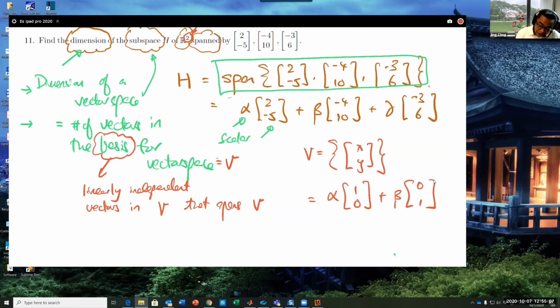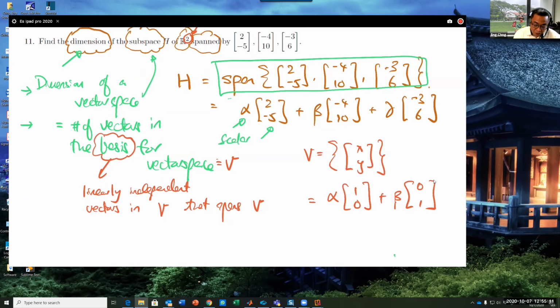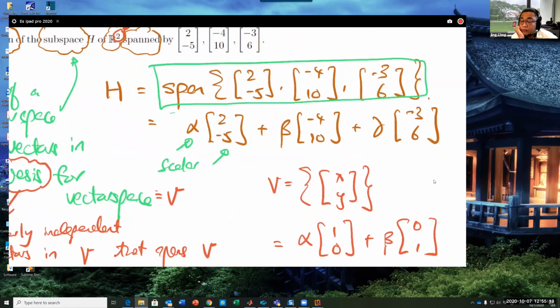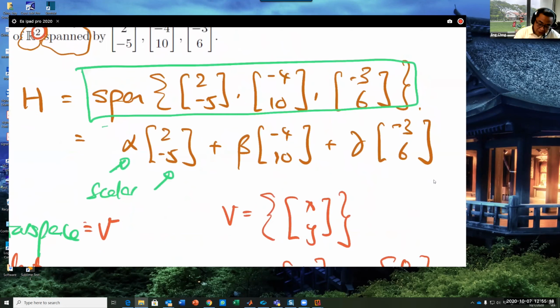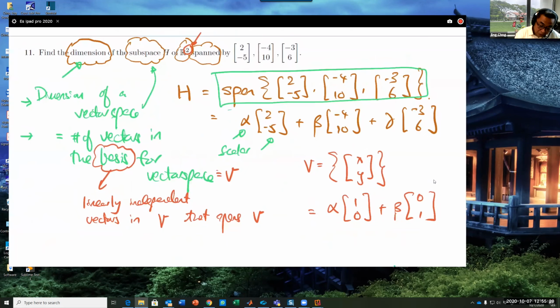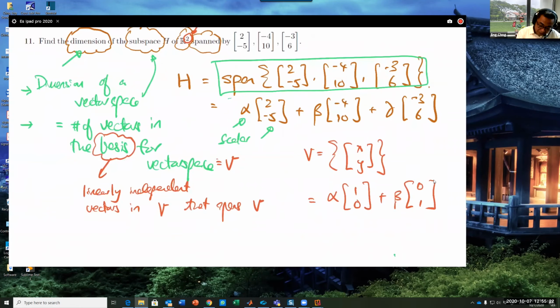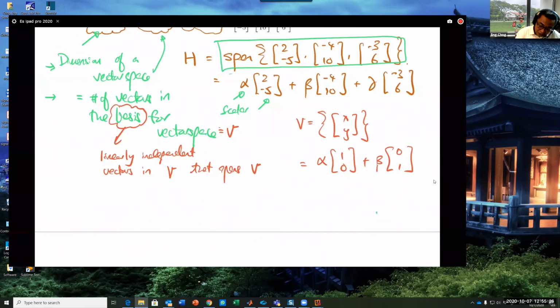The question could have been very nasty because although he has given you 3 vectors here, you have to figure out whether they are independent or not. Because we only need to count the number of independent vectors. So let's go and figure this out. All right, let's erase this now.